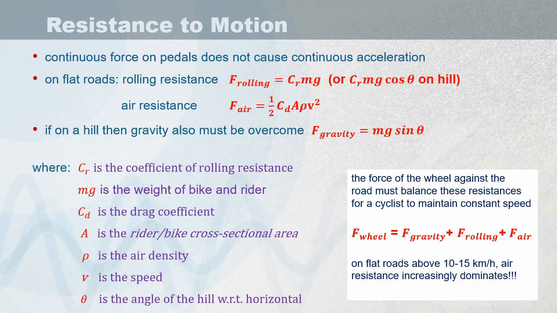The second and typically more important force that's resisting your motion is air resistance, and this goes like 1/2 times C sub d, where C sub d is the drag coefficient, which depends on the geometry of the object, times A, the cross-sectional area of the rider and bike as it passes through the air, rho, the density of the fluid, which in this case is the air, so air density, and then finally the square of the velocity of the rider with respect to static air.